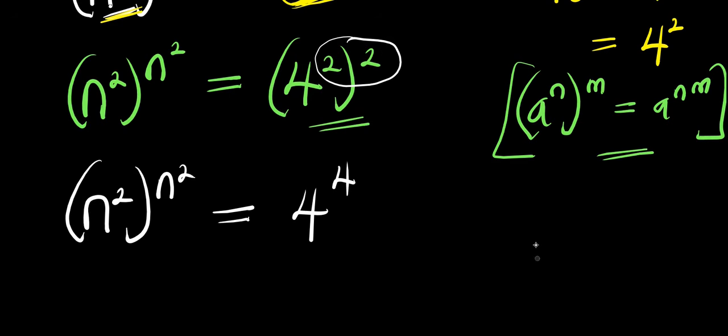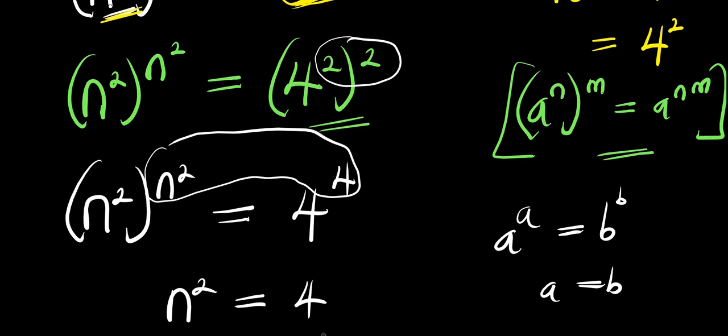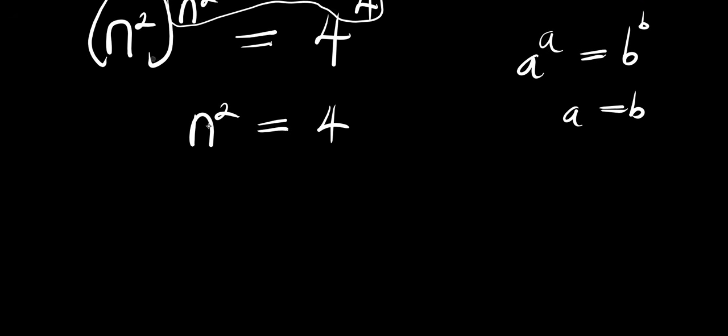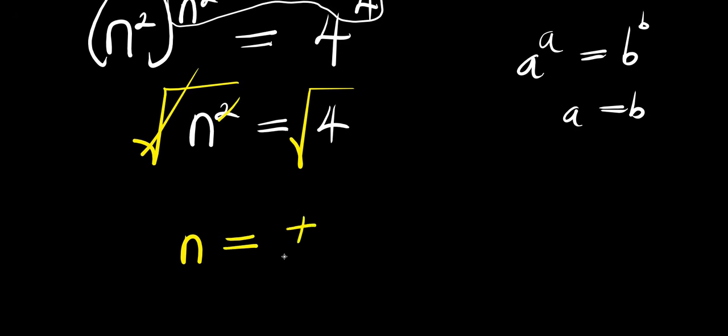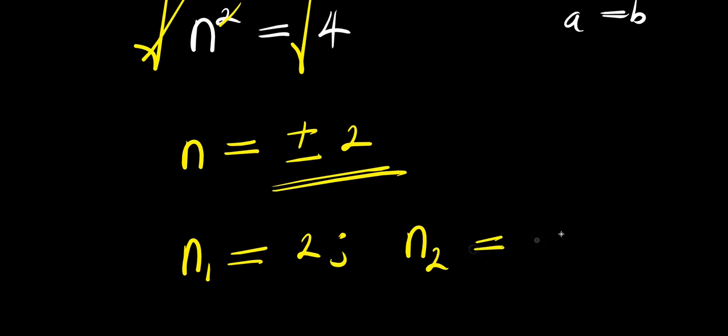So at this point, you can apply the identity of a to the power of a equals b to the power of b. That means a equals b. So we can easily equate this. You can have n to the power of 2 equals 4. If n to the power of 2 equals 4, we can solve for n by taking the square root of both sides of this equation. This cancels this. We have n equals plus or minus 2. So we have two values for n. We have n1 equals positive 2. We have n2 equals negative 2. So these are the two values for n.